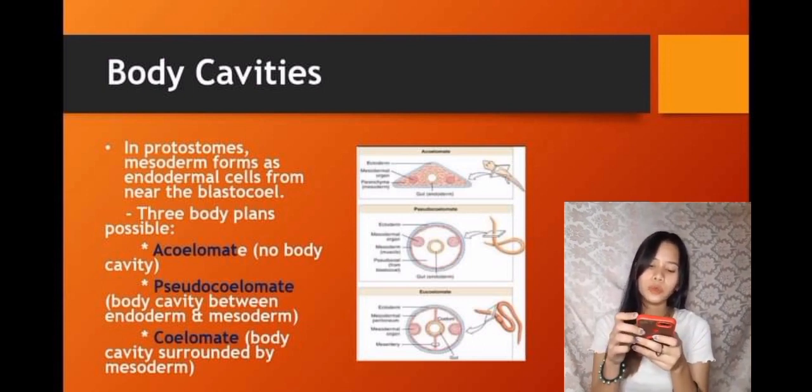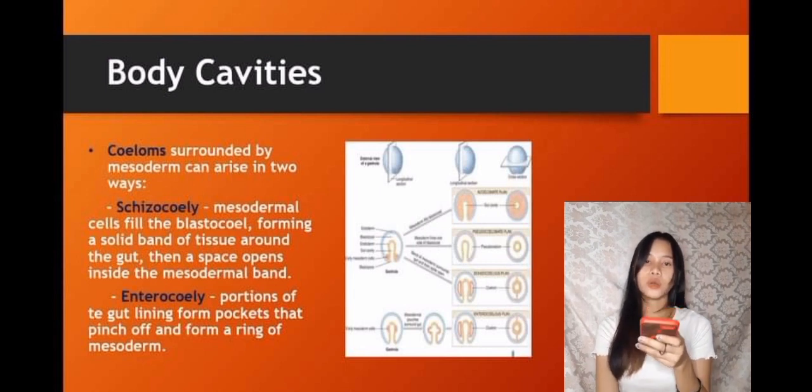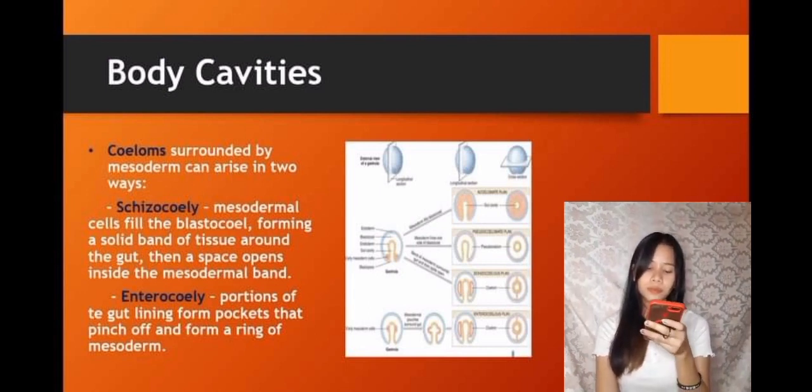Coelomates have two types. The first is schizocoely. In schizocoely, mesodermal cells fill the blastocoel, forming a solid band of tissue around the gut, then a space opens inside the mesodermal band. The next one is enterocoely. It is when a portion of the gut lining forms pockets that pinch off and form a ring of mesoderm.